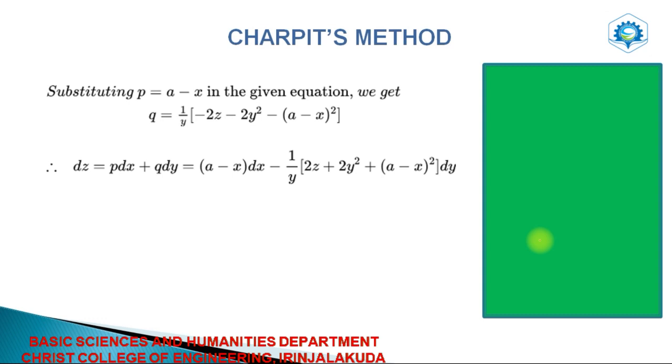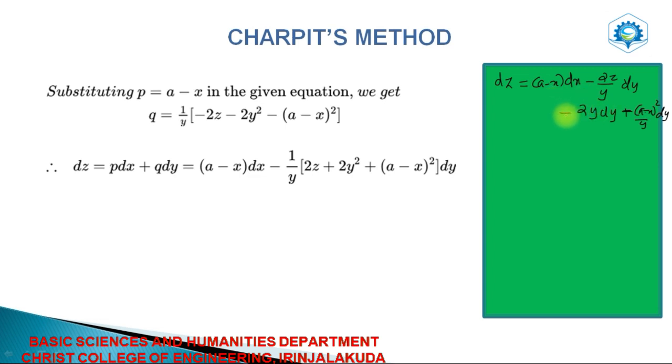Now we are going to group these terms. How many terms do we have? We have a dz term on the left side. Then we have a minus x dx. Then we have the term 2z divided by y dy. Then we have minus of 2y dy. Finally we have minus of a minus x all square divided by y dy. That is, we have four terms, and we are going to group these terms together.